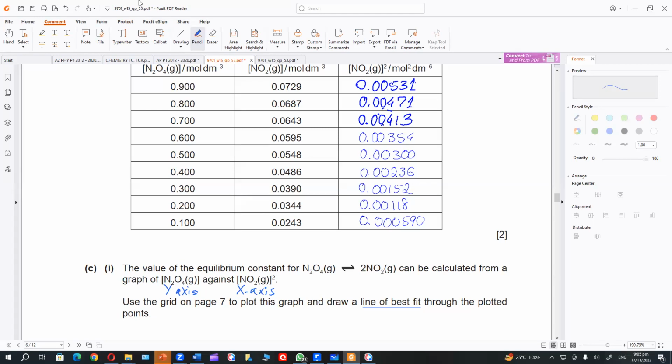We want to draw, we want to get a line of best fit.